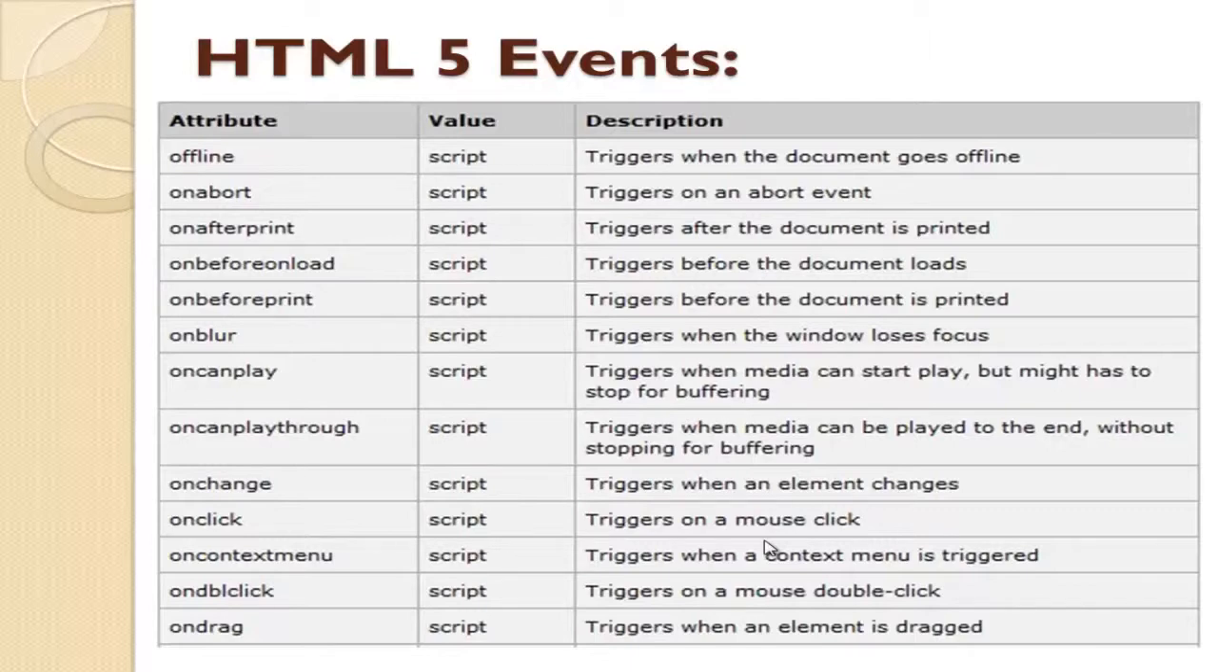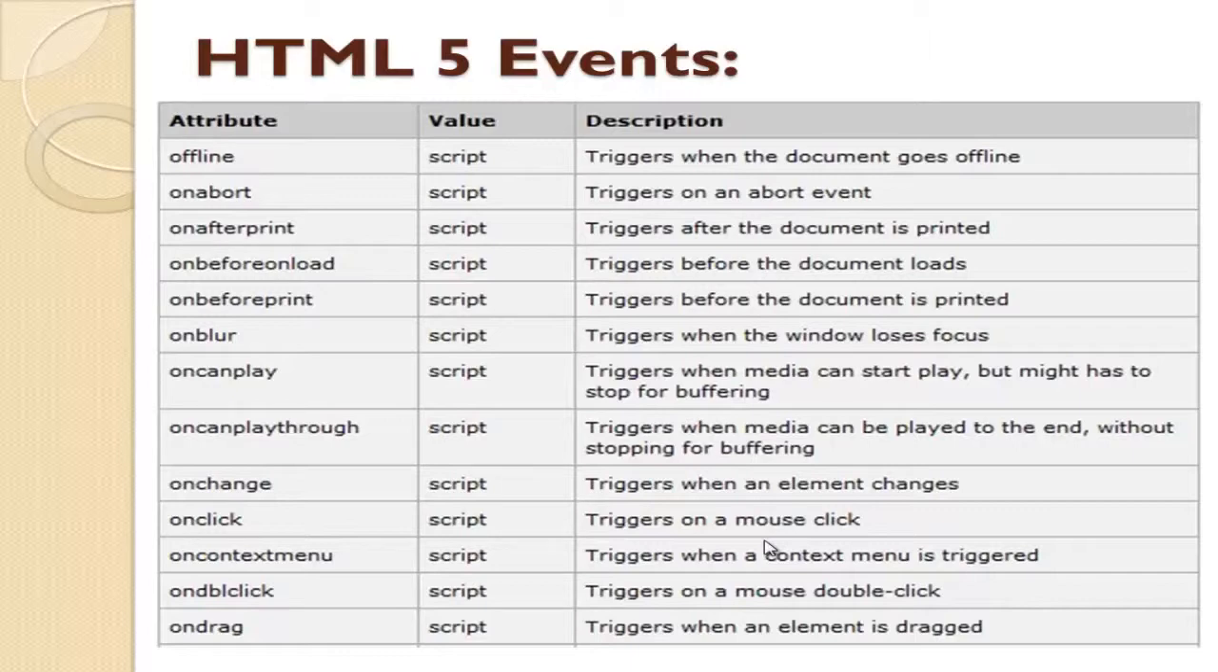Onchange triggers when an element changes. This means when a div is changed into another div, then the onchange attribute can be used. Onclick triggers when a mouse click happens. Whenever you want a mouse to click on a particular div, and then this attribute comes into motion and shows some value or description, text, etc. Oncontextmenu triggers when a context menu is triggered. Next is ondblclick. When a mouse is double clicked, then this attribute is triggered.